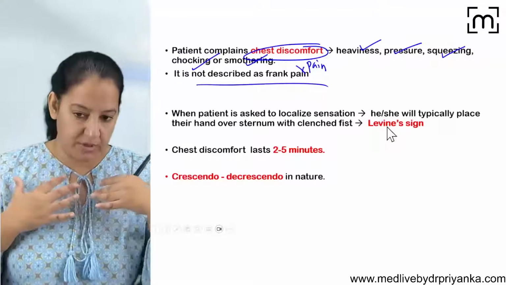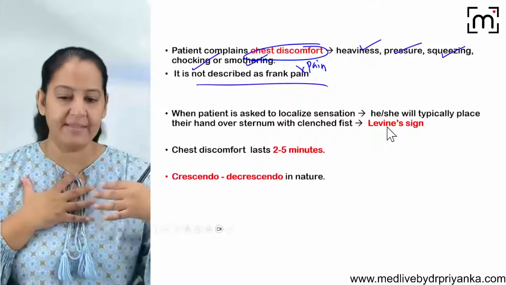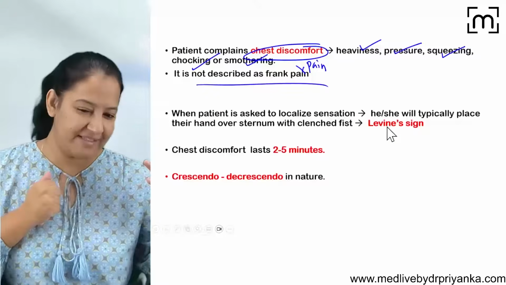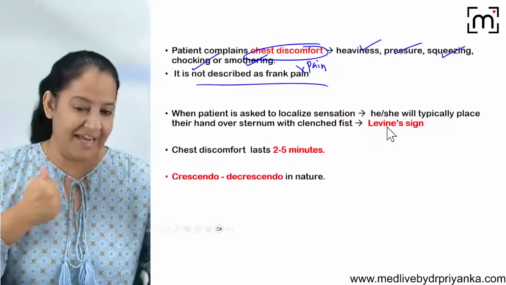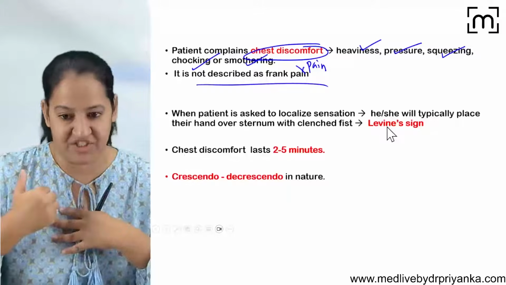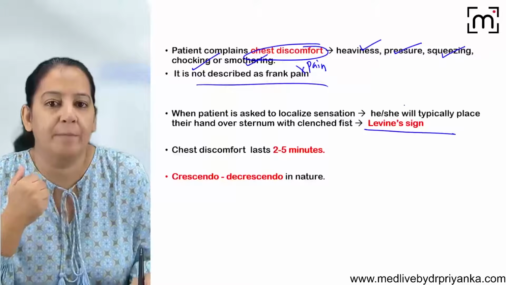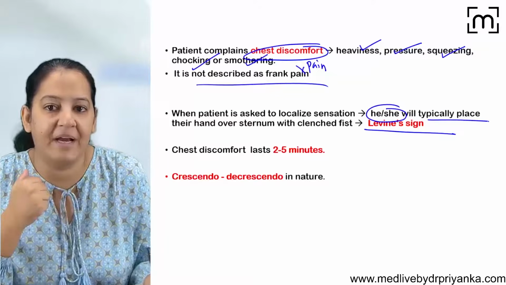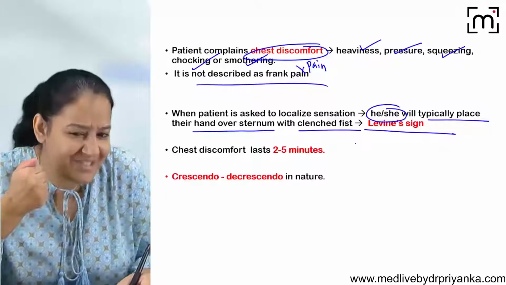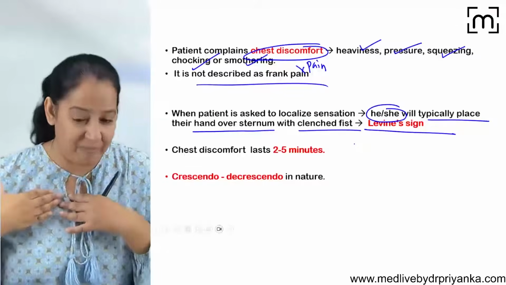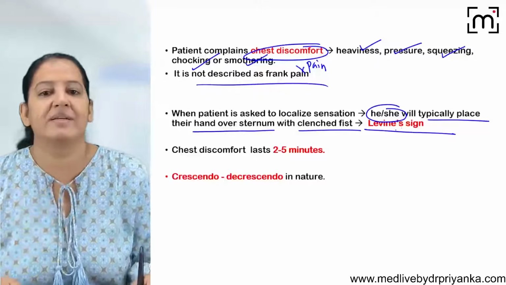The patient will put the hand on the left side of the chest like this and say, doctor, I'm having this kind of feeling. The patient will make a fist and say, doctor, I'm having this kind of feeling in my chest. It's not pain. It's something like this. This is known as Levine sign. The patient will typically place their hand over the sternum with a clenched fist. It's like a squeezing feeling, as if someone is squeezing my heart. That feeling the patient is having is known as Levine sign.